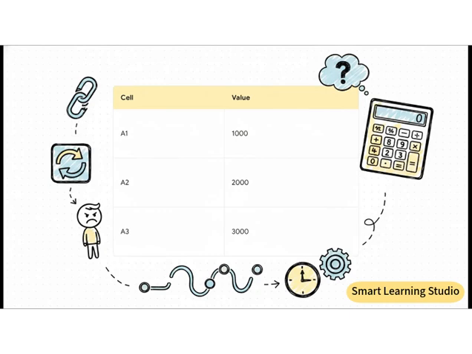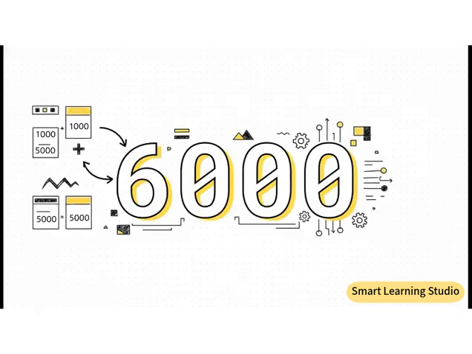Let's make this real. Say you have a specific set of numbers, 1,000, 2,000, and 3,000. Doing this by hand is a drag, and if one of those numbers changes tomorrow, you'd have to calculate the whole thing all over again. But with our sum formula, you get an instant, perfectly accurate result of 6,000. And the real magic, if you change that first entry from 1,000 to, say, 5,000, your final total updates instantly on its own. It's brilliant.